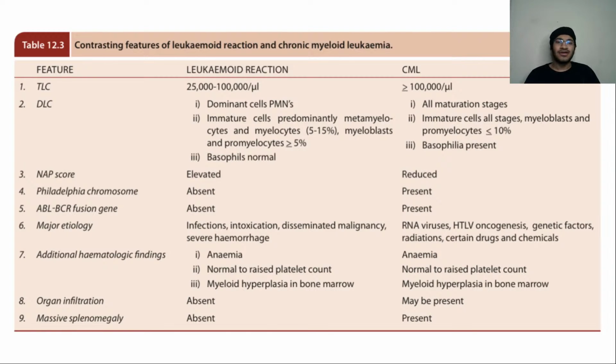Additionally, hematological finding क्या होगी? First is anemia, and anemia is the additional hematological finding of both leukemoid reaction and CML. Then normal to raised platelet count, same. Myeloid hyperplasia in the bone marrow, and this is also the same finding of both leukemoid and CML. Then organ infiltration. Organ infiltration will be absent, but in CML it can be present. And in CML, the patient will be having massive splenomegaly, which is not the case of leukemoid reaction, right?